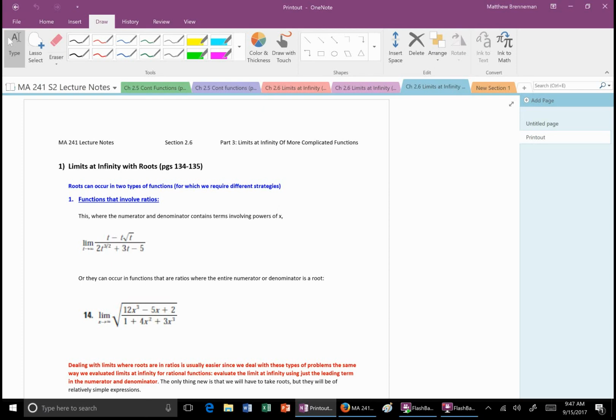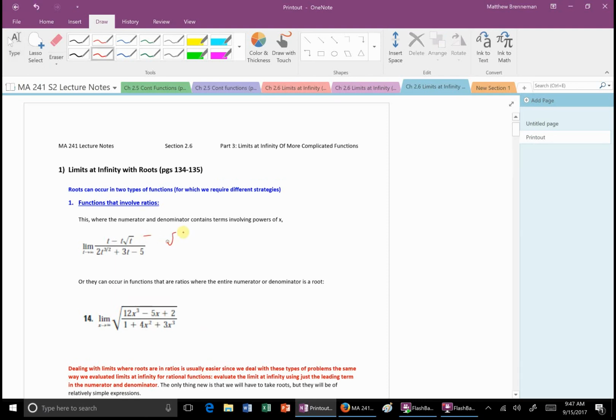Well, I have to use the fact that the square root of t is really t to the 1/2. And if I use laws of exponents, I'm going to get t to the 3/2. So I'm going to rewrite this like this. The limit as t goes to infinity of t minus t to the 3/2 over 2t to the 3/2 plus 3t minus 5.